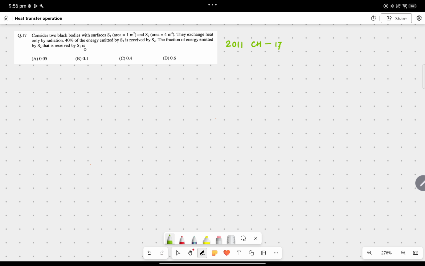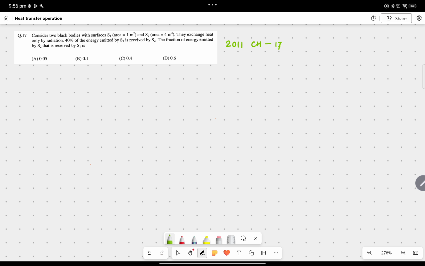Consider two black bodies with surface S1, area 1 meter square, and S2, area 4 meter square. They exchange heat only by radiation. 40% of the energy emitted by S1 is received by S2. The fraction of the energy emitted by S2 that is received by S1 is?